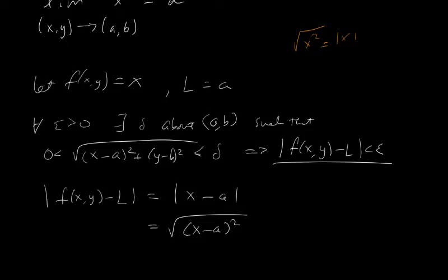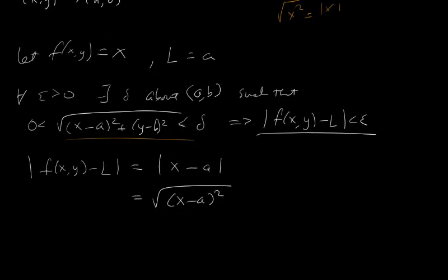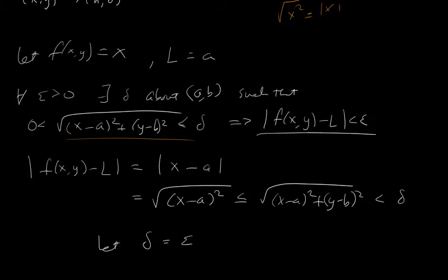That's nice because we're trying to find this delta that will work for us, and we just need (x minus a) squared plus (y minus b) squared, under the square root, to be less than delta. Notice that the square root of (x minus a) squared is always less than or equal to the square root of (x minus a) squared plus (y minus b) squared. Well, that is what's less than delta. So as long as we let delta equal epsilon, we're good to go. So let delta be equal to epsilon.